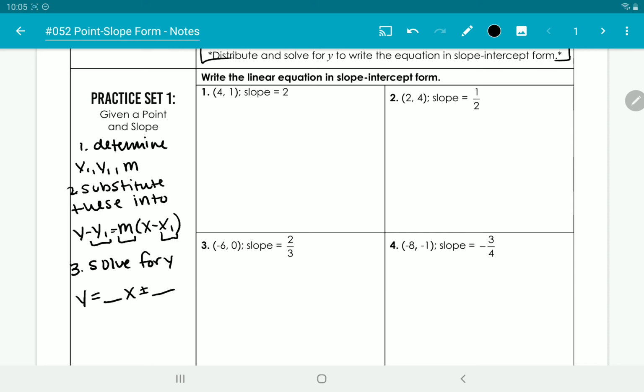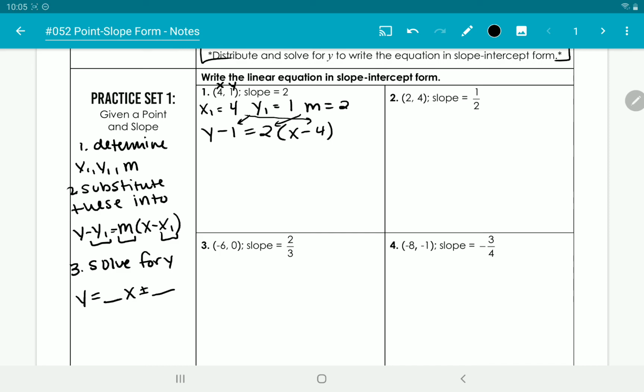So, first we're going to determine x1, y1, and m. So, this is the x, this is the y. So, x1 is going to be the x value. Y1 is going to be the y value here, and then the slope, m, is 2. So, we have, again, y minus, we replace y1 with this y1 here. Okay, so we have 1 is equal to, we have m here is equal to 2. This is where we replace that here, times x minus, and then we replace this one with this 4, x1.